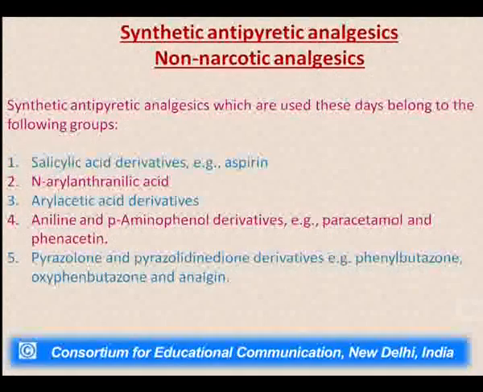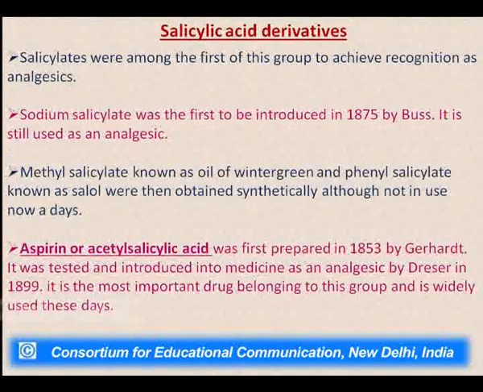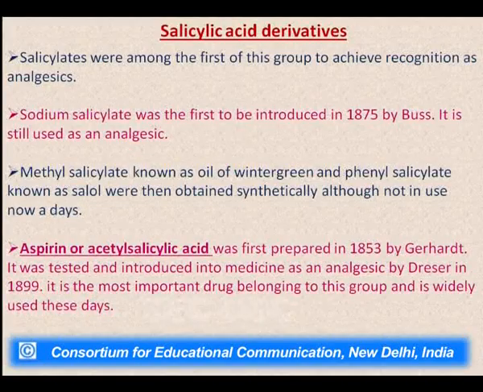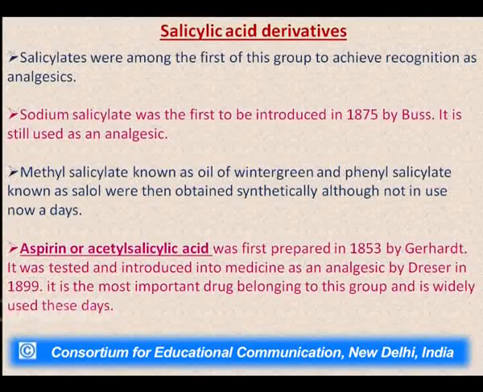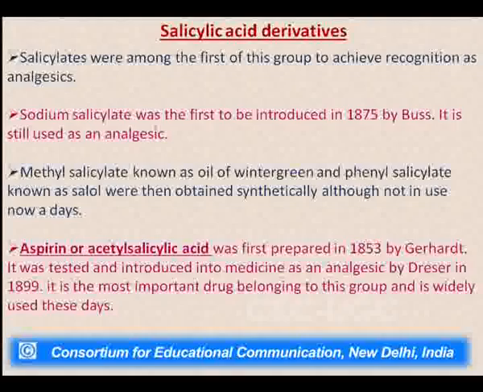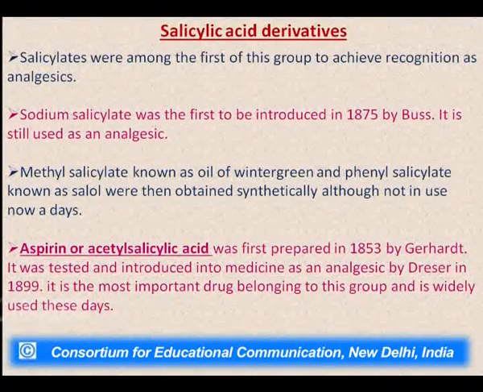Now we will discuss all these classes one by one. One of them is the salicylic acid derivatives. Salicylates were among the first of this group to achieve recognition as analgesics. Sodium salicylate was the first to be introduced, in 1875 by Buss. It is still used as an analgesic. Methyl salicylate, which is known as the oil of wintergreen, and phenyl salicylate, which is known as salol, were then obtained synthetically, although not in use nowadays.